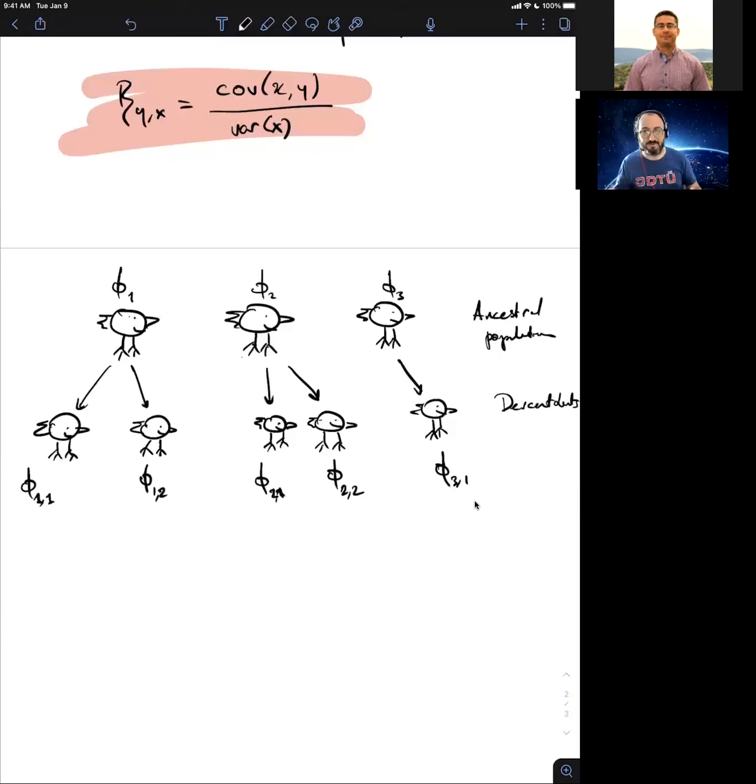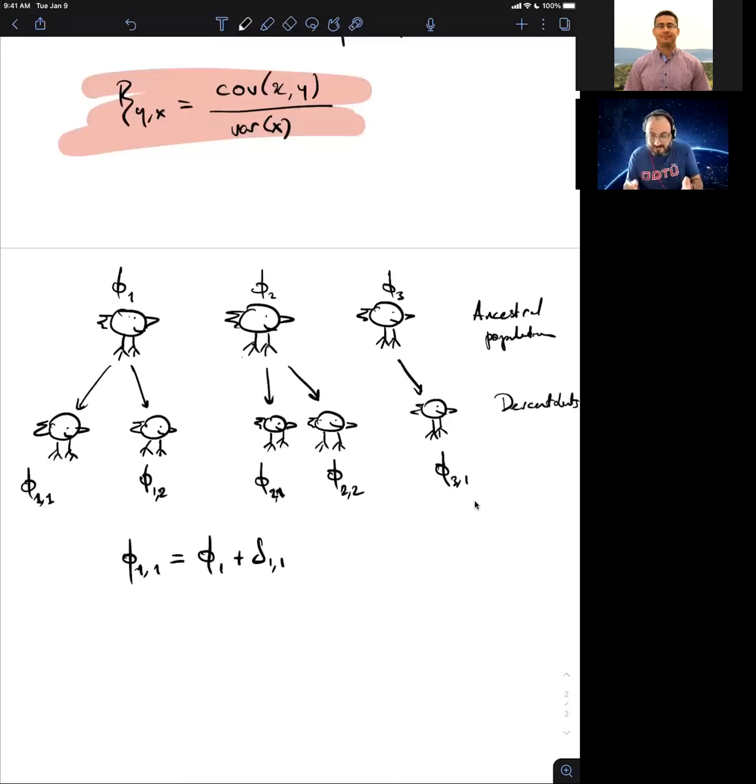Everything has already happened. We've measured everything. We're just going to write down the change in the mean phenotype. And to do that, we're going to write down phi 1,1 as the ancestor's phi. So this is the first descendant of the first ancestor, and its phenotype is going to be its ancestor's phenotype, phi 1, plus some deviation delta 1,1.